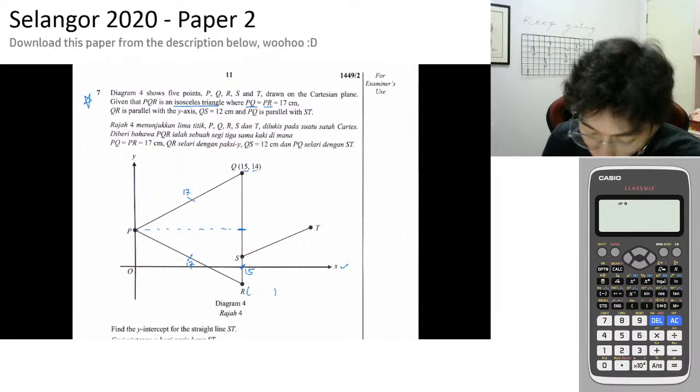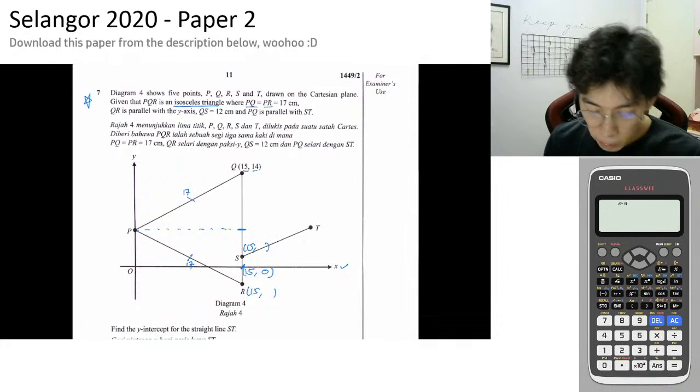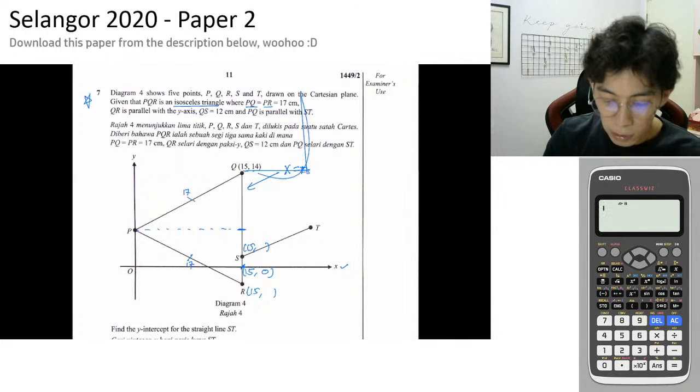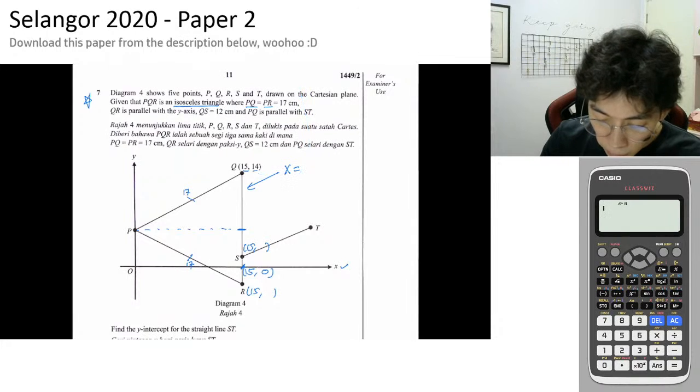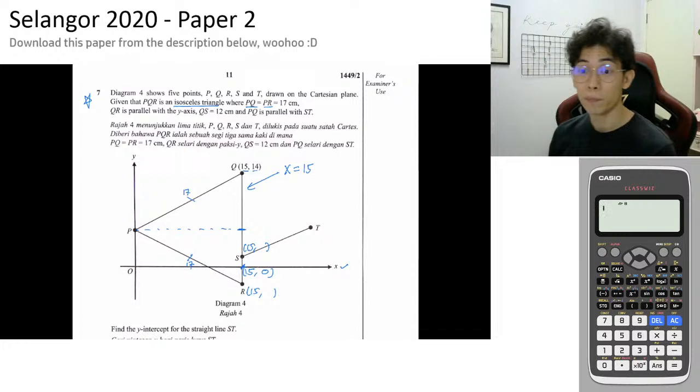So it means your R will be 15 something, your S here will be 15 something, and this one will be 15, 0. Okay, so everyone, I'm just going to tell you this is x equals 15. I write it there first in case I need it. I haven't seen the question yet. I just put it there first.